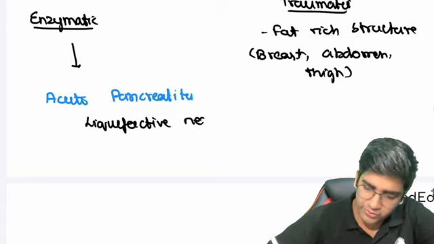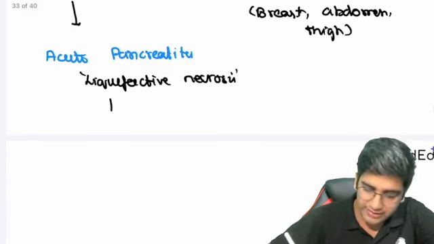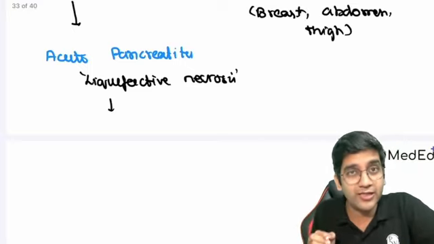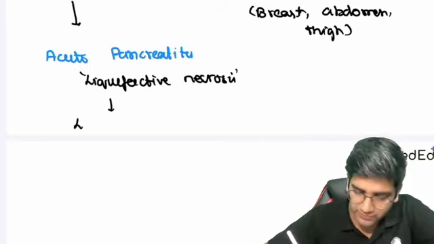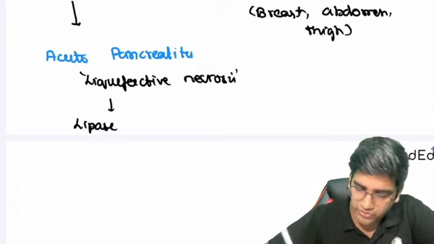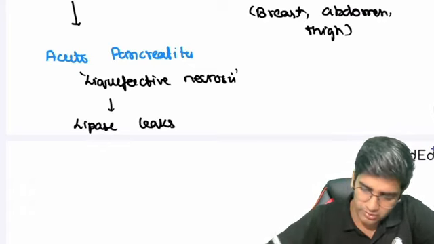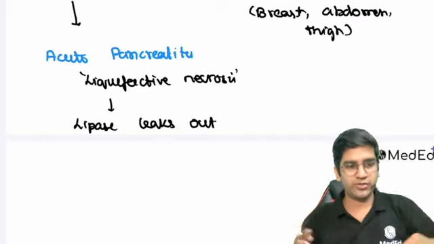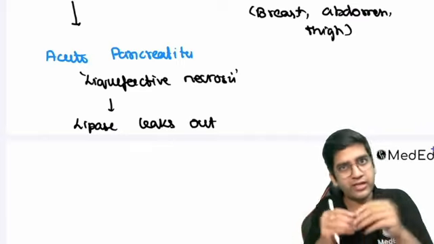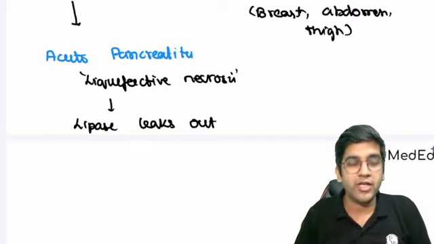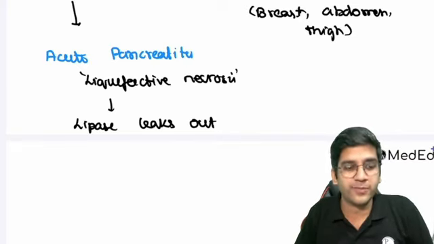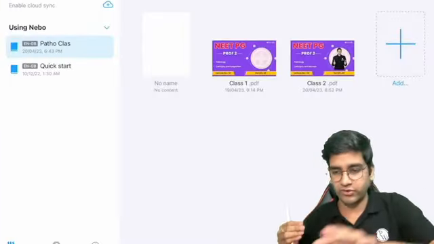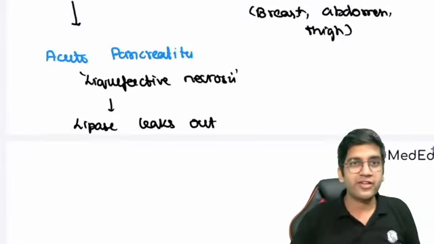When you have liquefactive necrosis in acute pancreatitis, that is due to enzyme activation. So can I say the lipases will leak outside? It will definitely leak outside, right? It will destroy the pancreas and there's a possibility it will come outside. Because one of the tests I do in acute pancreatitis is the lipase assay. So lipase will definitely come outside.